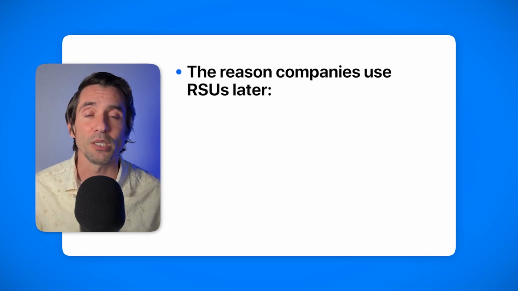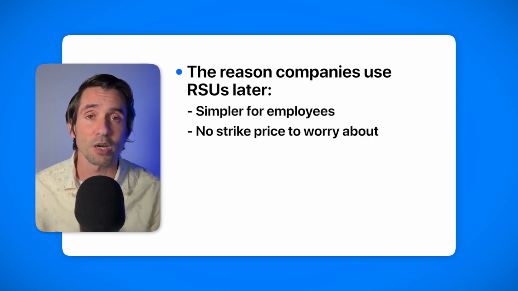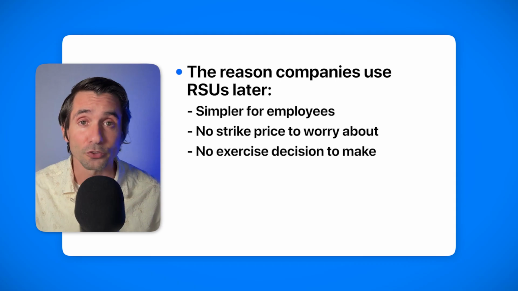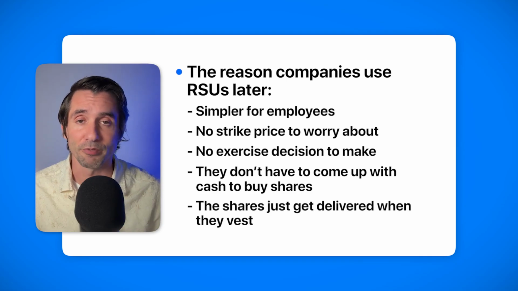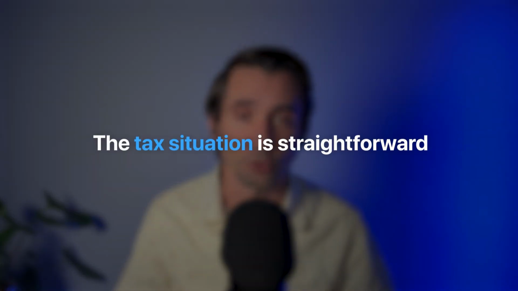The reason companies use RSUs later is they're simpler for employees. There's no strike price to worry about, and there's no exercise decision to make. They also don't have to come up with cash to buy shares. The shares just get delivered when they vest. The tax situation is straightforward.